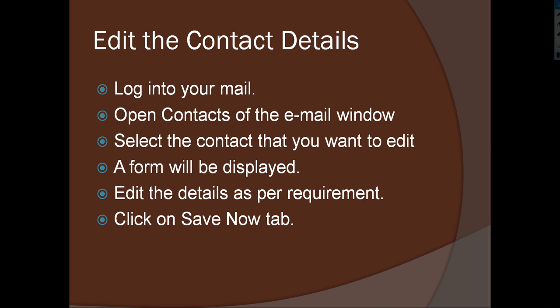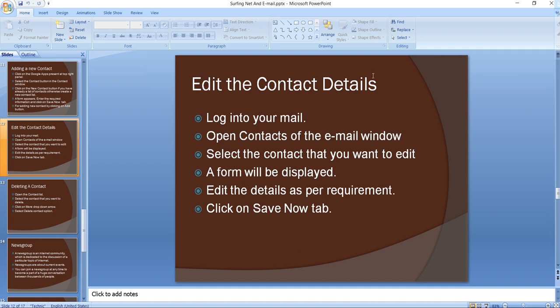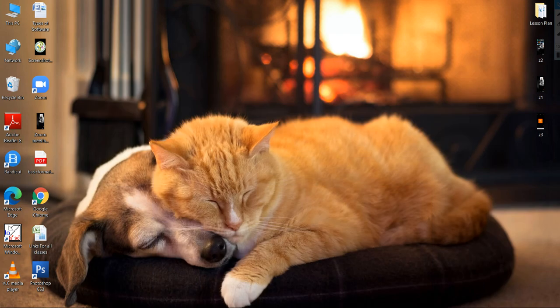Our today's topic is editing the contact details. So how to edit the contact details? Log on to your mail. First of all, we have to log on to our mail, then go to the contacts of the email window and select the contact that you want to edit. A form will be displayed. Edit the details as per the requirements and click on the Save tab. Now I am going to show you how exactly it happens.